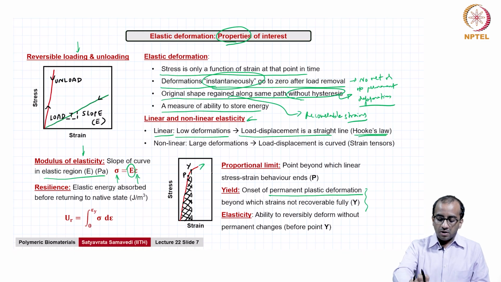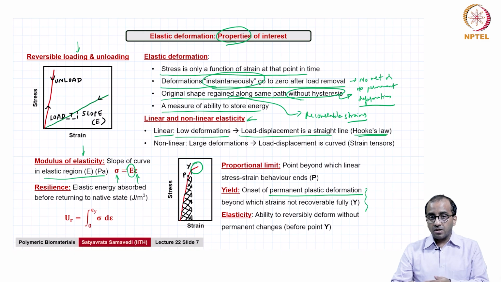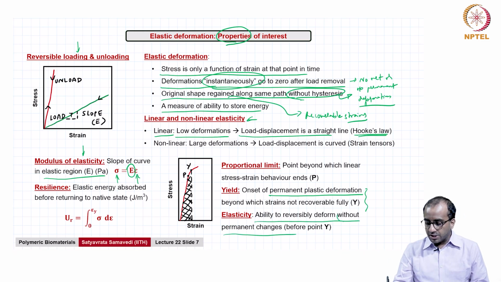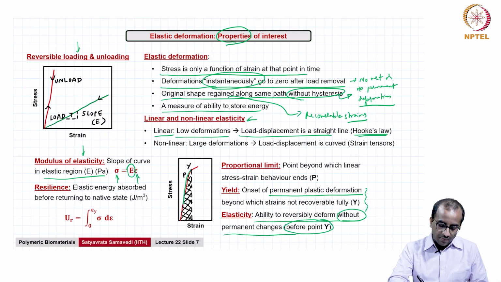So, if you go beyond point Y, you will see that you have entered the next regime, which is the plastic regime, at which point you make permanent changes to the structure, the microstructure, thus being unable to recover the original shape once you have removed the load. Elasticity is the ability to reversibly deform without permanent changes, that is before point Y. So, this entire part you can recover because it is elastic.